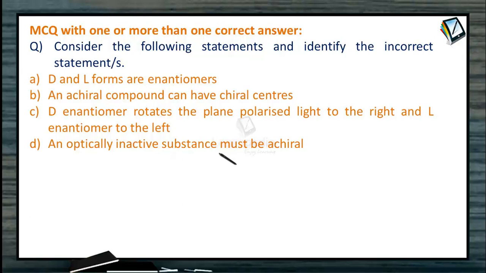This is an objective question with one or more than one correct answer. By reading the following statements, we need to find out the incorrect statements among them. So to answer this, first let me start with option C, because here I need to explain the meaning of the D and L forms. So I'm talking about option C.